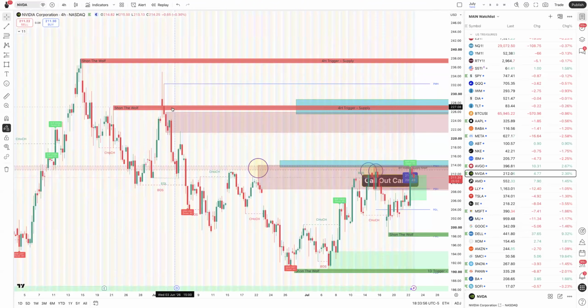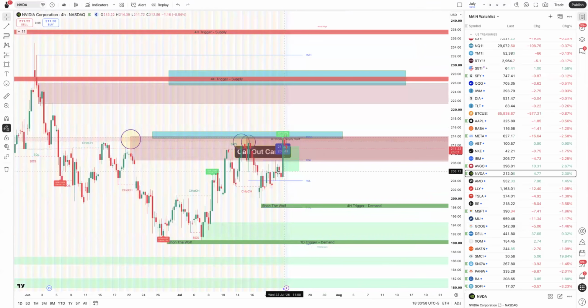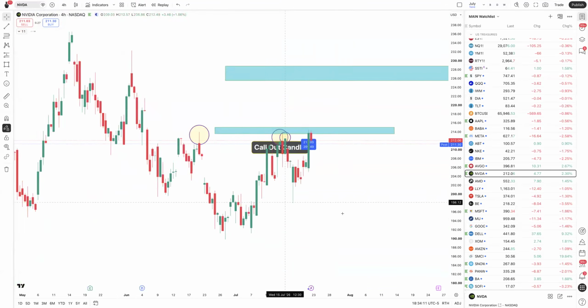But what didn't they do? They didn't get rid of the zone, right? So they closed back inside of the order block, and then they dropped it all the way down from 230 all the way down to $190 because they didn't close above that level like they were supposed to. And so you use your order blocks in that way.